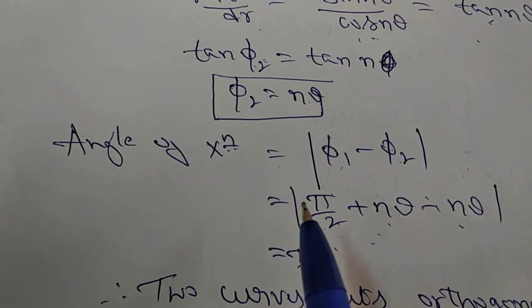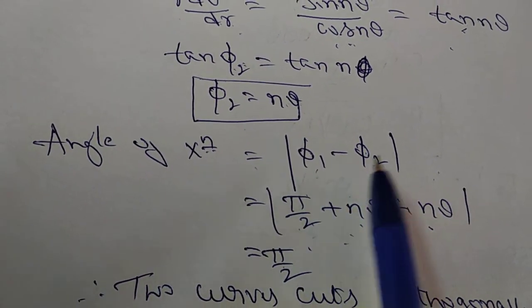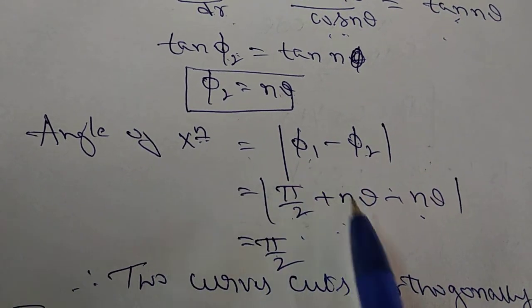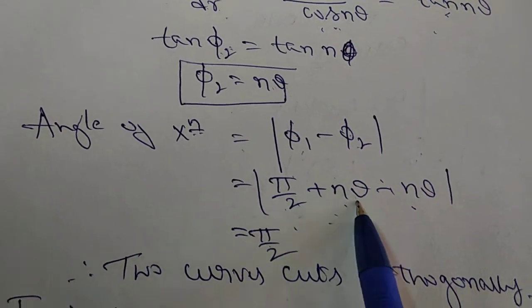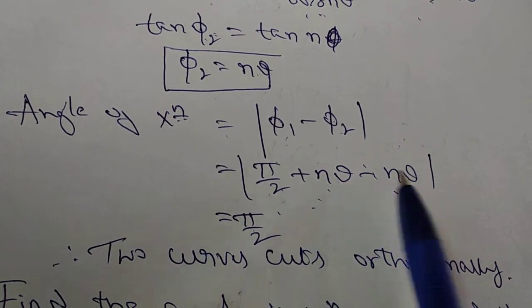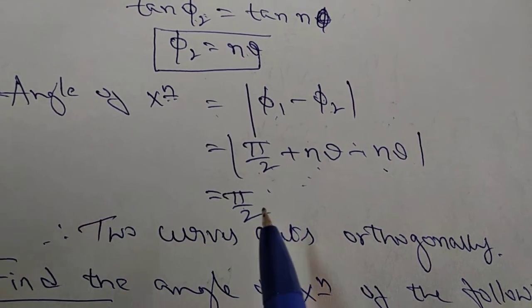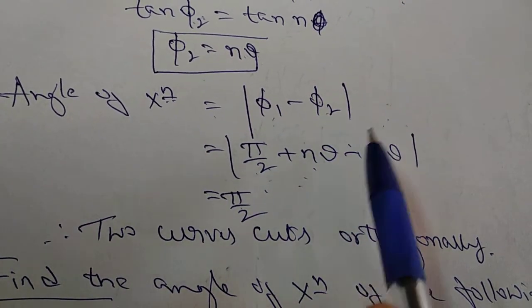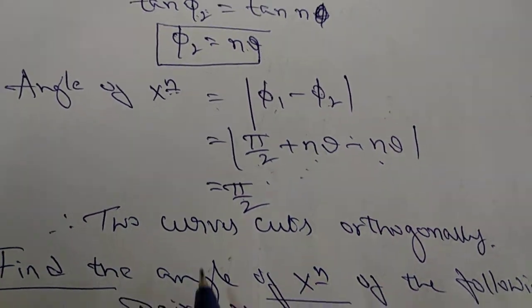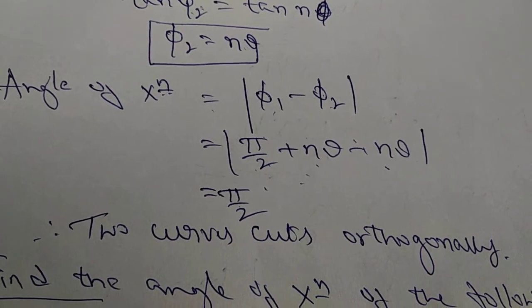Now what is the formula for the angle of intersection of two curves? It is equal to the modulus of φ1 minus φ2. So φ1, what is the answer? π/2 plus nθ. And what is the answer for φ2? nθ. So plus nθ minus nθ cancels. Therefore φ1 minus φ2 is equal to π/2. That shows what? The two curves cut orthogonally. This is the answer for this problem.